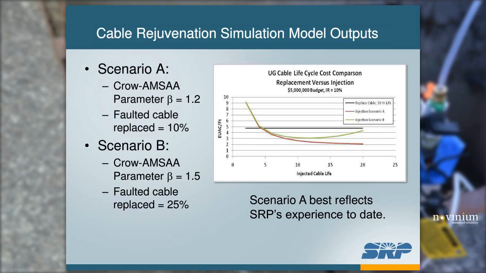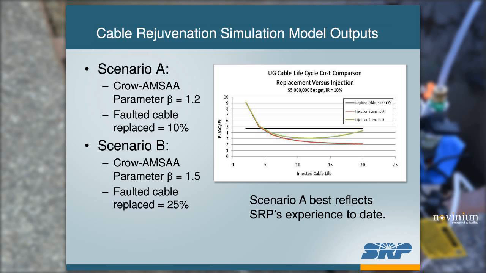For our replaced cable, that's constant over 30 years. So that's our black line. Now we're going to run 2 scenarios. We're going to look at our faulting using a beta of 1.2 and replacing 10% of that faulted cable, versus another scenario with a slightly higher fault rate, 1.5, where we replace 25% of that cable.